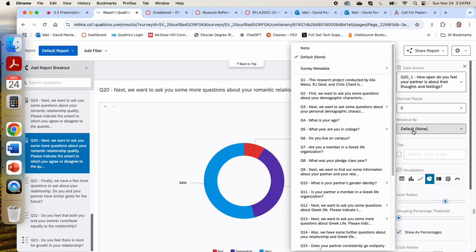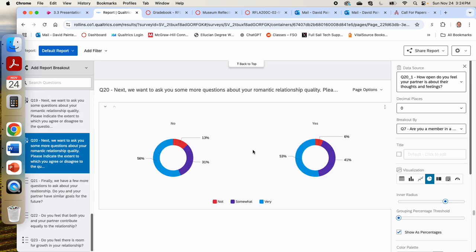And let's break this out by, are you a member of a Greek life organization? So now you see the people who say no, they're not a member of Greek life, versus the people who say yes, they are a member of Greek life. So what's interesting here is you can see that there are some differences in the red. How open do you feel your partner is about their thoughts and feelings? They're not. So the not is higher among those who are not members of Greek life.